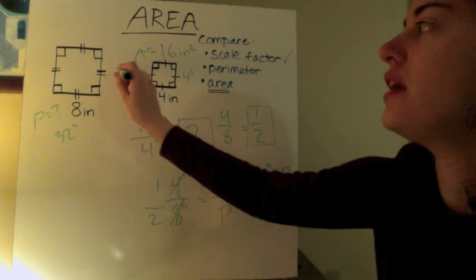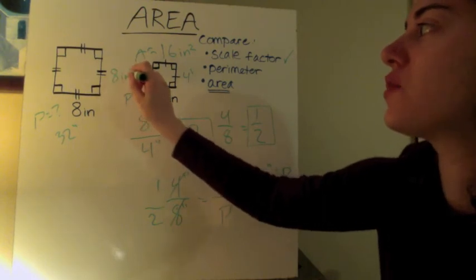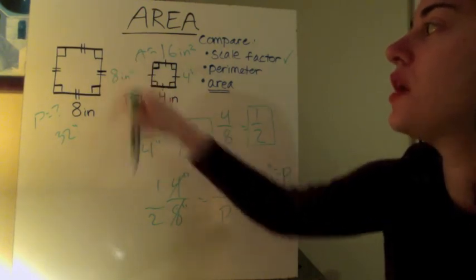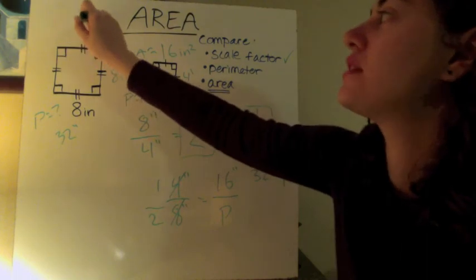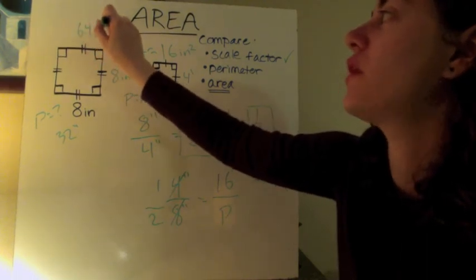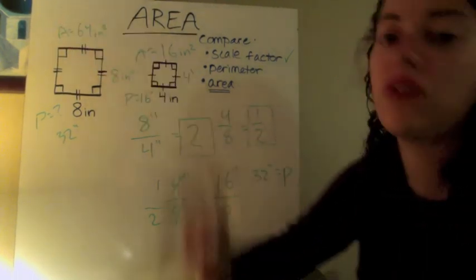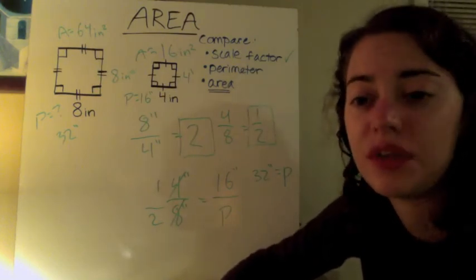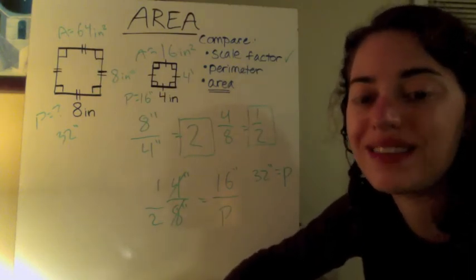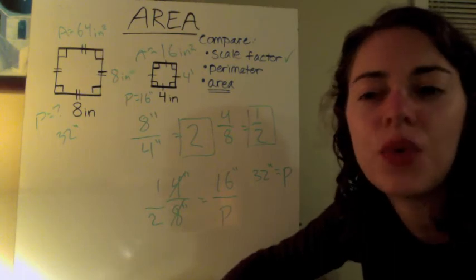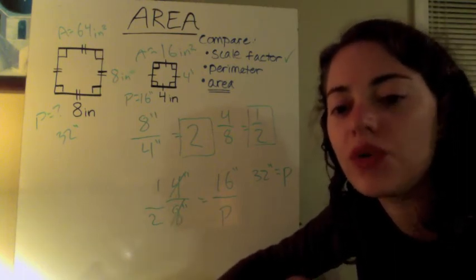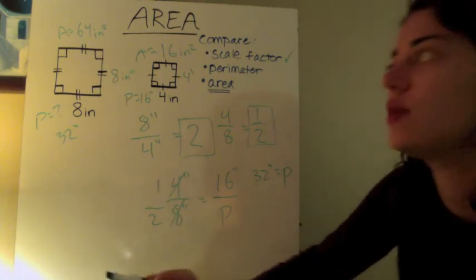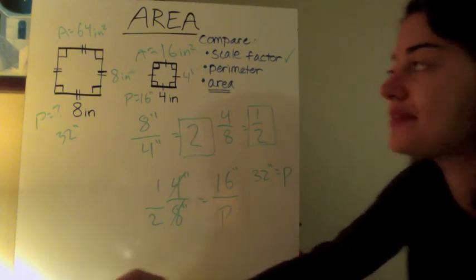Here, I have 8. It's a square, so that's the same. So 8 times 8 is going to be 64 inches squared is my area for my big square. Take a look at those numbers. 64 is not twice 16. It didn't work. Why didn't it work? I told you that they weren't proportional. Now let's see what kind of proportion they have.